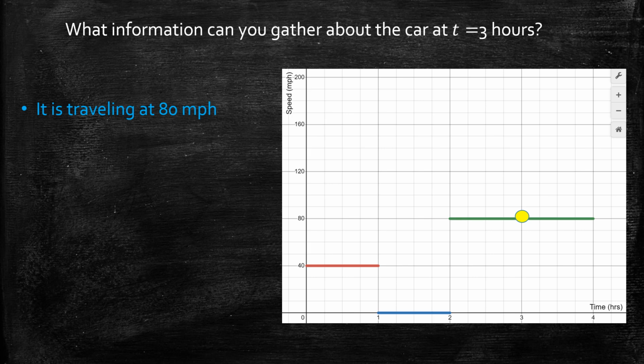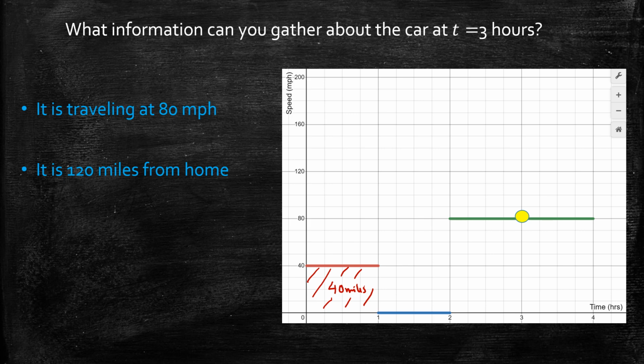But the next piece of information isn't inherently obvious, although a little calculation can get you there. And that's that the car is 120 miles from home. So where does that come from? Well, if we think about the first hour, it's traveling at 40 miles an hour. That means that it obviously covers 40 miles in that first hour. And the important thing here is to realize that that calculation is just the area of that rectangle, the area under that red line segment.